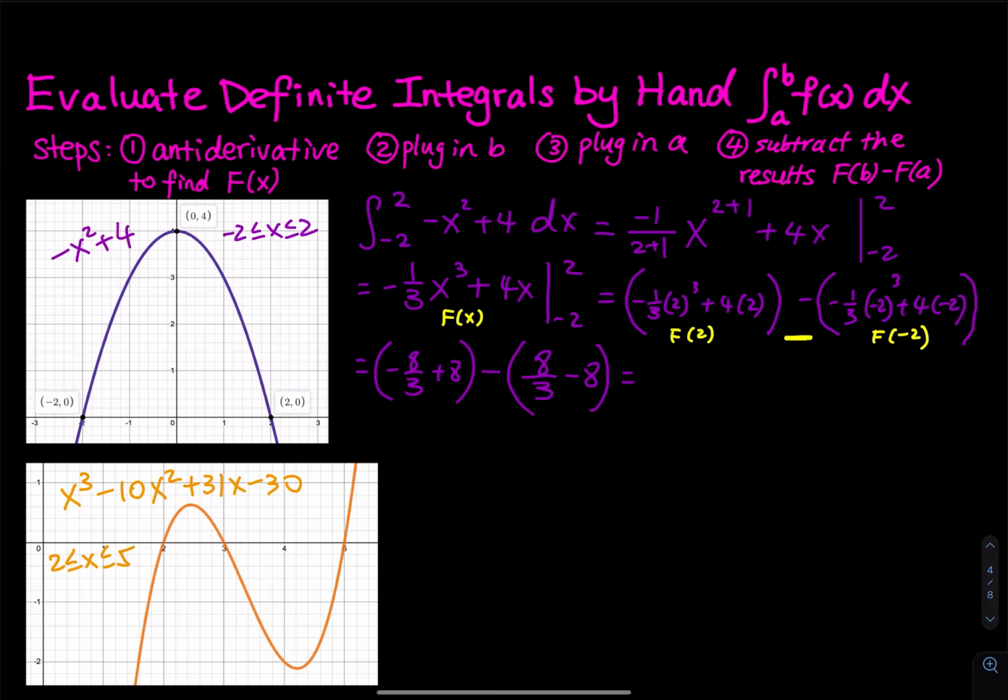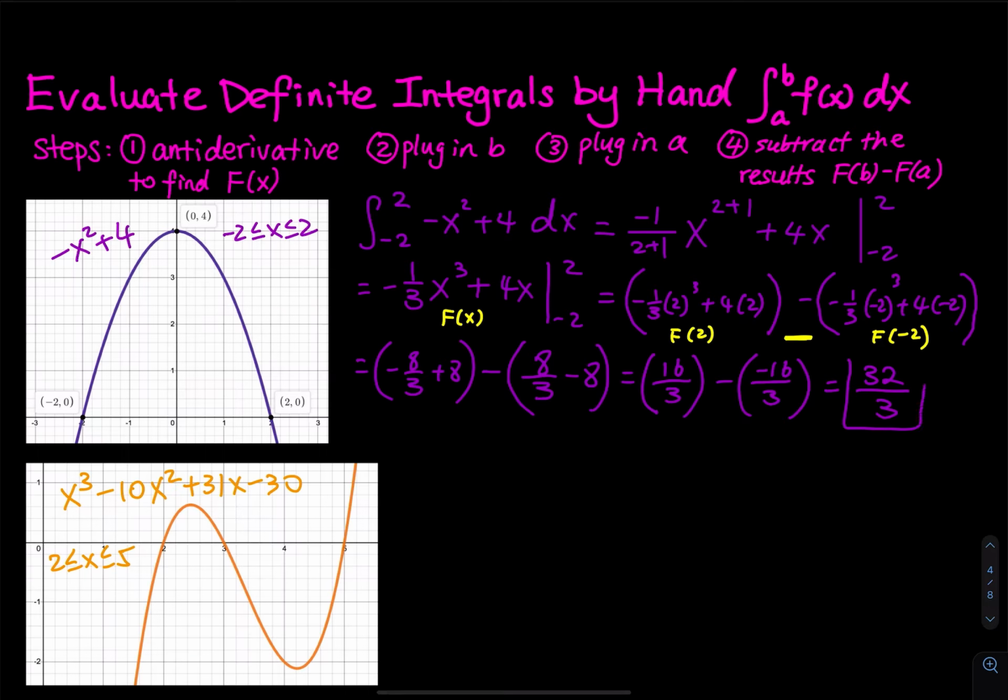So what is that equal to? Don't break up the parentheses. We have negative 8 plus 24, that is 16 over 3. And then minus negative 16 over 3. So that is 16 plus 16, which is 32 over 3.